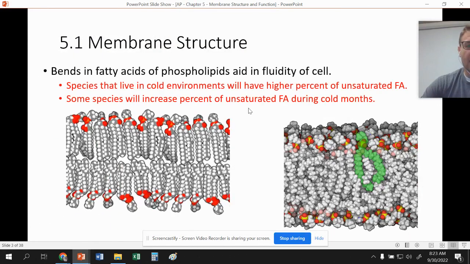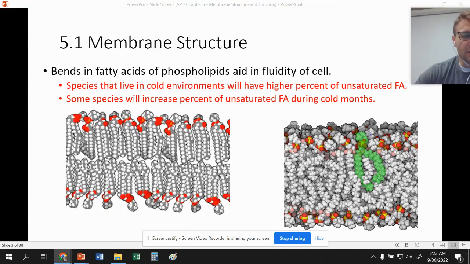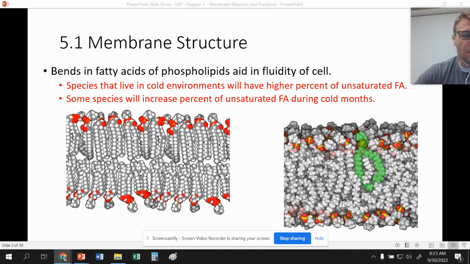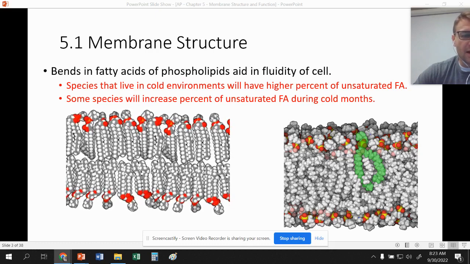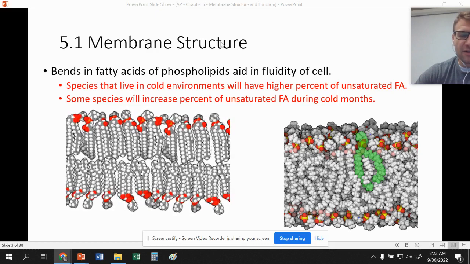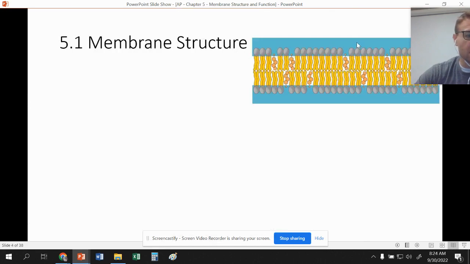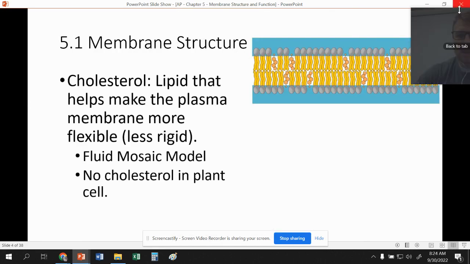All right, the bends in the fatty acids of the phospholipids help with the fluidity. And I like showing this because the phospholipids are always jumping and moving around. Now, they're floating by each other on these sides. They can flip-flop sides, but it's very rare, but it does happen. I just want to show you here that these membranes are made of phospholipids, and these phospholipid tails are very bendy, and they're always moving. It's called the fluid mosaic membrane.